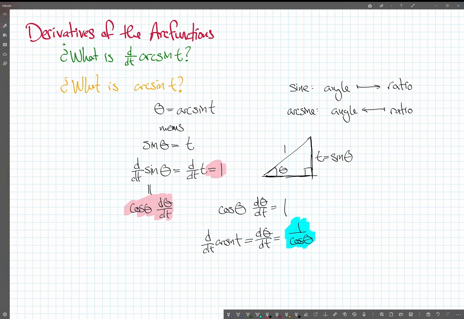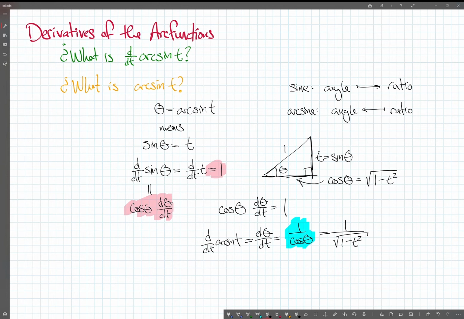How do we do it? Let's look at this triangle again. Notice that the adjacent leg has length cosine theta, which is what we care about. Can we express that as a function of t? Of course we can, using the Pythagorean theorem. So there we go. We now have a formula for the derivative of the arcsine function.